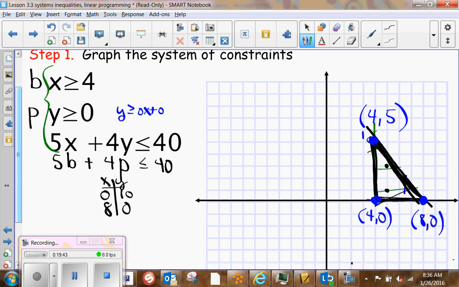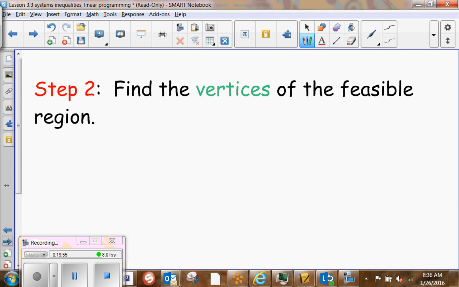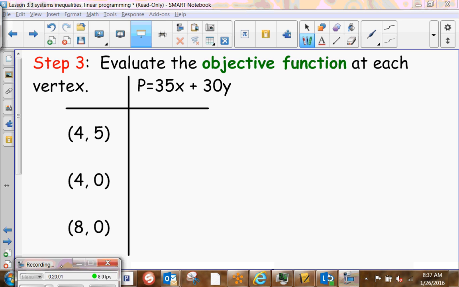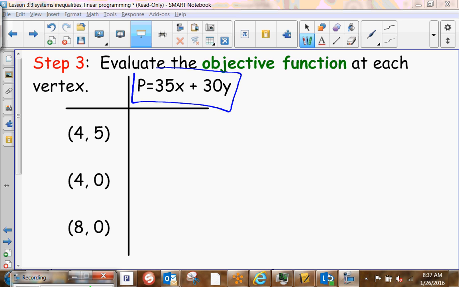So where you're going to put those 3 points is in, remember that objective statement that he had? That's where we're going to put all 3 of these points and see which one gives him the biggest profit. So here's the 3 points we found. And this was the profit statement, the objective function. Remember, he made $35 per bowl plus $30 per plate. So I'm going to take those three vertices, plug them into that profit statement, and see which one gives me the biggest number.